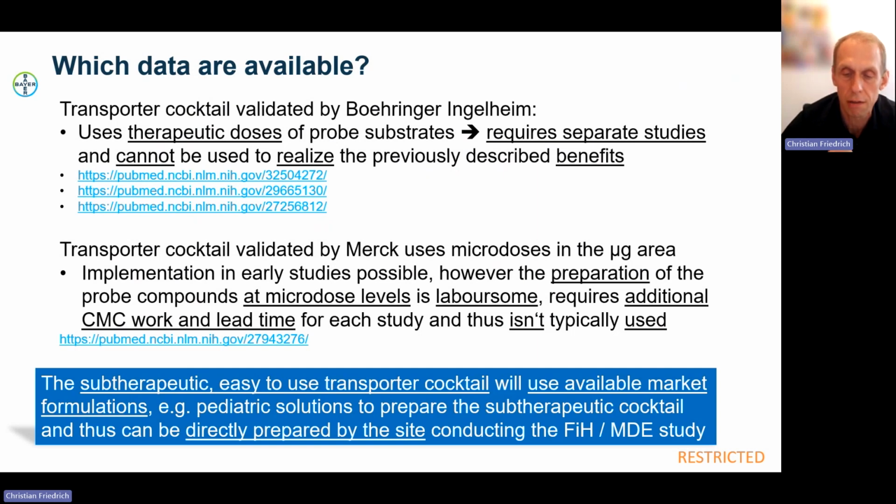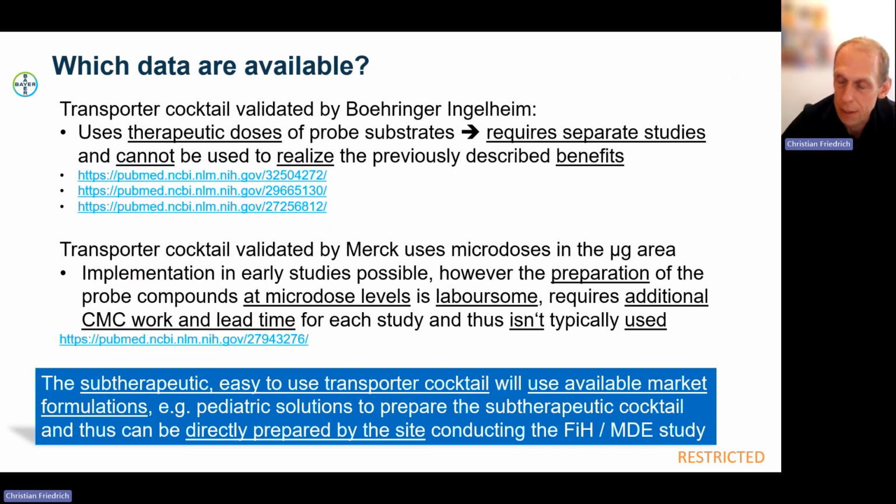You can order this GMP material, which you need, only usually at kilogram or even ton scales. And you need basically very small amounts only. And this altogether needs a lot of lead time before each drug-drug interaction study or before each first in human study, multiple dose escalation study, and thus it isn't used.